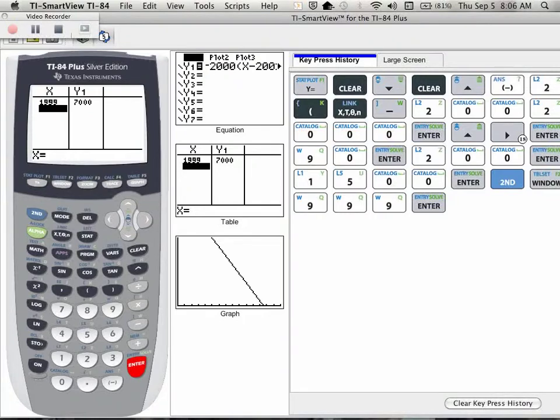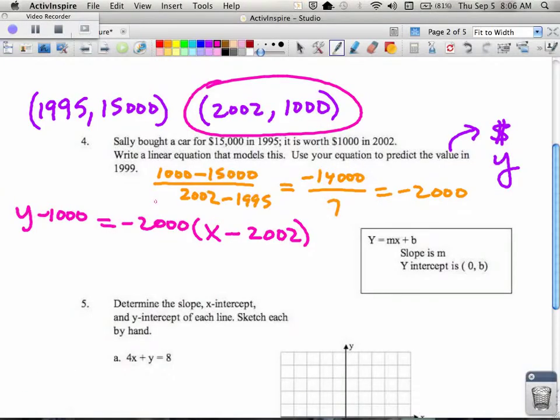And it tells me my car was worth $7,000. Now, of course, this is not the only way to find out that value, but it's one way that you can find out the value of your car using an equation. If you wanted to do it algebraically, what you could have done is stick the number 1999 in for the x: 1999 minus 2002, find out the number, multiply it by negative 2,000, move the 1,000 to the other side, and you would find out it's 7,000.